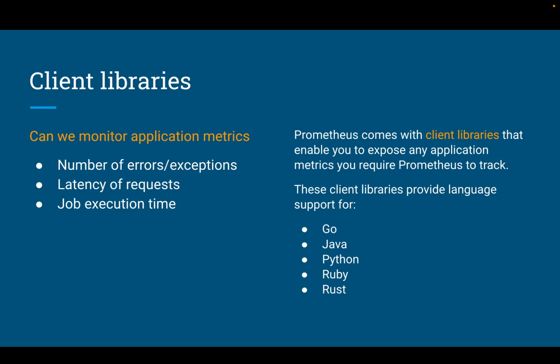Can we monitor application metrics like the number of errors per exception, latency of requests, and job execution time? Well, yes, that is also possible using Prometheus. Prometheus comes with something called client libraries, which enable us to expose any application metrics you require Prometheus to track. These client libraries provide language support for Go, Java, Python, Ruby, and Rust.